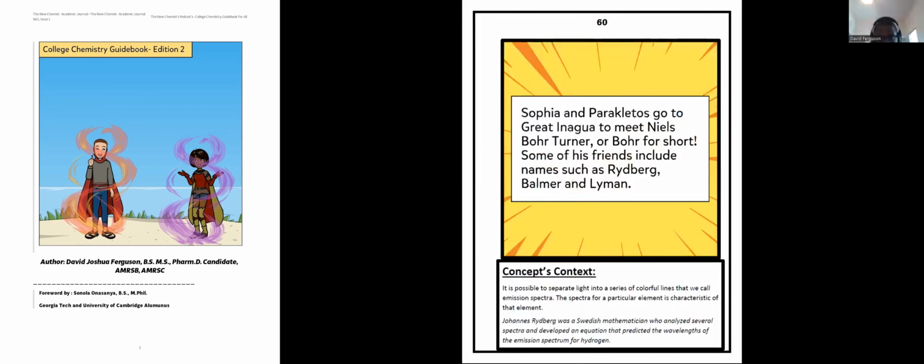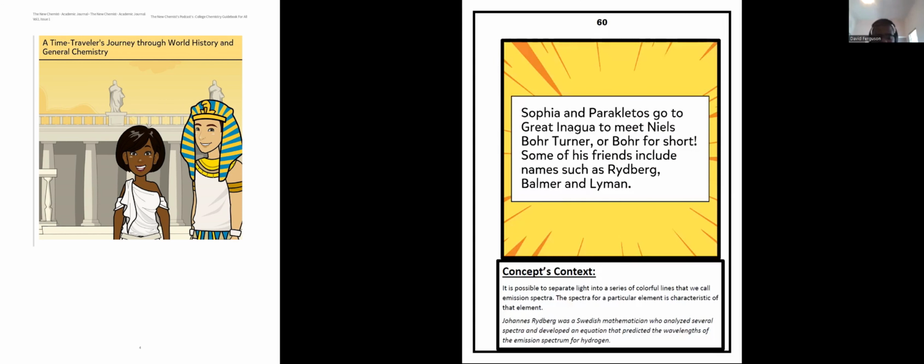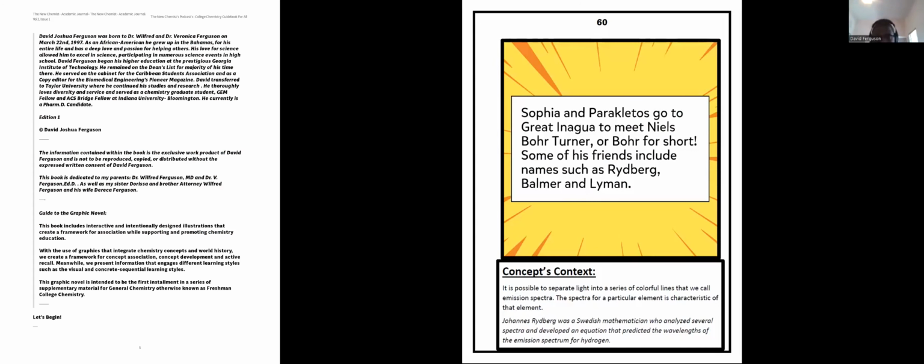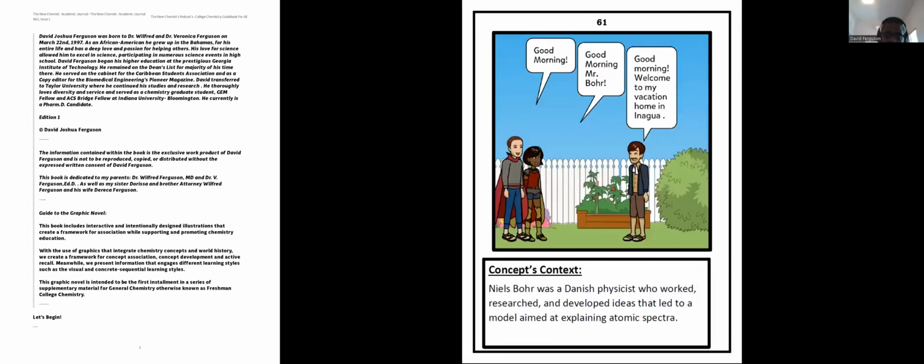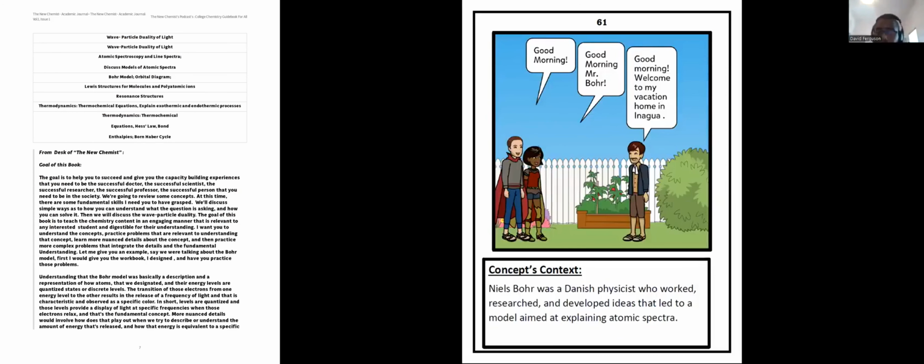I want to discuss this idea. It is possible to separate light into a series of colorful lines that we call emission spectra. The spectrum for a particular element is characteristic of that element. Johannes Rydberg was a Swedish mathematician who analyzed several spectra and developed an equation that predicted the wavelength of the emission spectrum for hydrogen. Let's talk about your boy, Niels Bohr. He was a Danish physicist who researched and developed ideas that led to a model aimed at explaining atomic spectra.